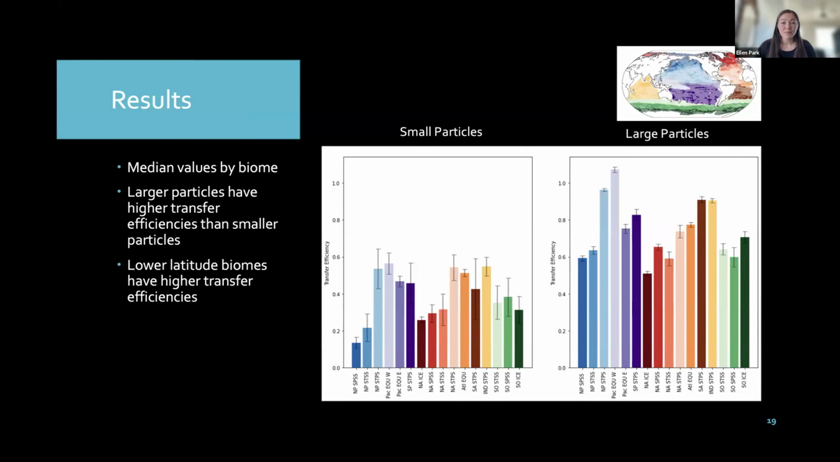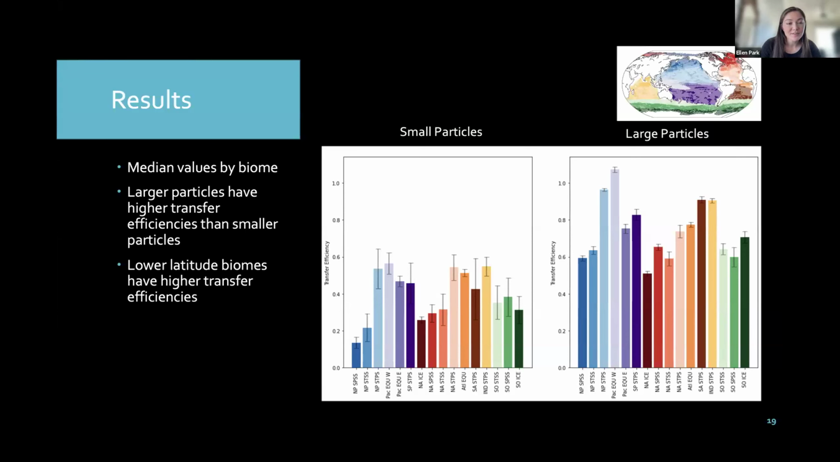And so we can see when we're doing these comparisons by biome, we're seeing that the larger particles have a higher transfer efficiency than the smaller ones, which we would expect because the larger particles are likely heavier and therefore can sink through the water column faster, escaping remineralization and therefore transferring more carbon effectively or efficiently. And for the small particles, they're lighter so they can undergo more remineralization.